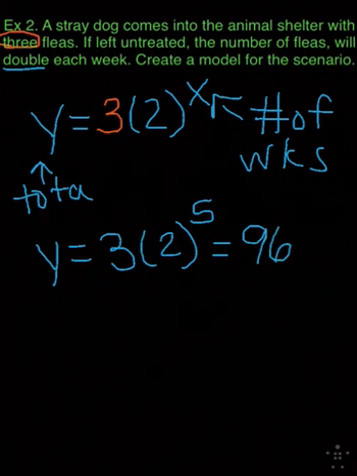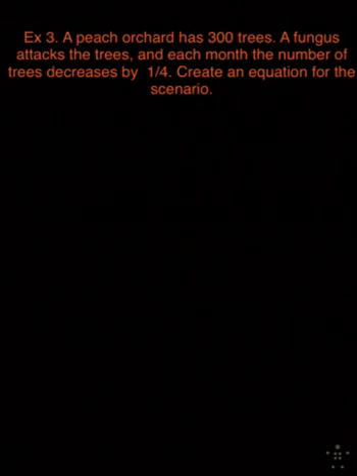Okay, last example. All right, a peach orchard has 300 trees. That's important. A fungus attacks the trees, and each month the number of trees decreases by 1/4. Create an equation for this scenario. So this time, the number of trees is decreasing, so it's going down. It's getting smaller, so that's going to be exponential decay.